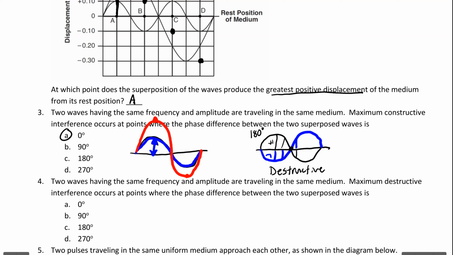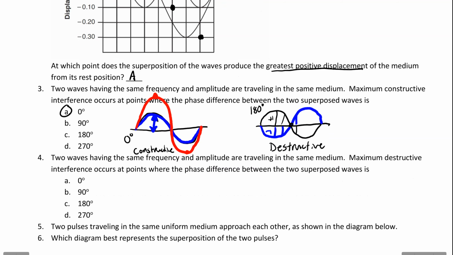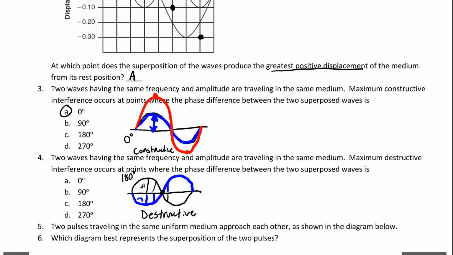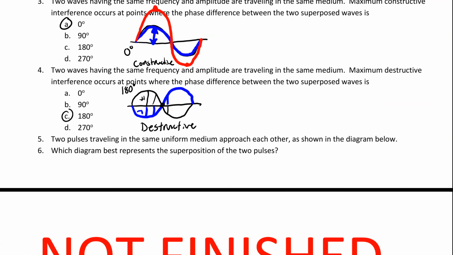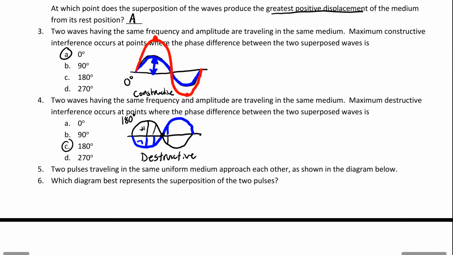Here, the black and the blue wave were in phase, or 0 degrees out of phase. The phase difference is 0 degrees, so that's constructive. So that's why it's A. And then number 4, it's saying two waves having the same frequency, and so on. It's asking for the maximum destructive interference. So that's the situation that we just talked about, 180. The 90 and the 270 are slightly different, so it's not going to be maximum.